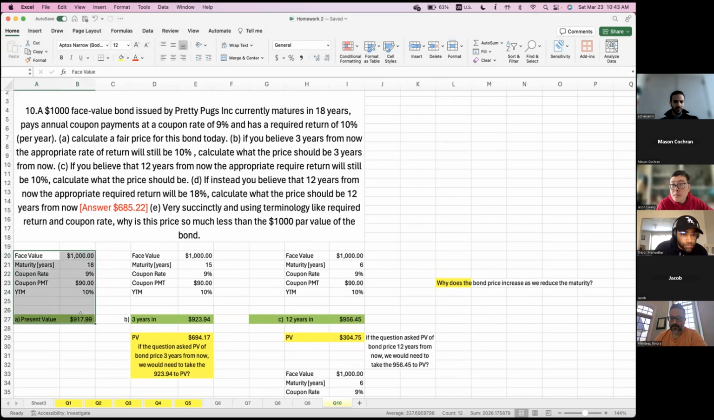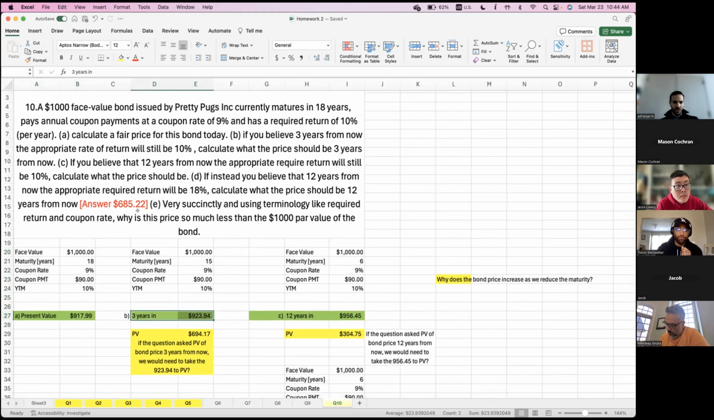Sure. So the first part asks you for the present value of the bond. Straightforward, I hope. And then part B, it says, okay, if you believe in 3 years from now the return is still going to be 10%, what's going to be the pricing 3 years from now? The key sentence that I want to highlight is what the price should be 3 years from now. And that's what I ended up getting, right? Yeah. I think it's the answer because it matches the answer that I got for part B, which changes a little bit of the YTM and the year itself. But the question that I had is, if the question asks the present value of the bond price 3 years from now, we would need to take this 923.94 and consider the 3-year time and the required rate of return, right? Yeah, I believe so.